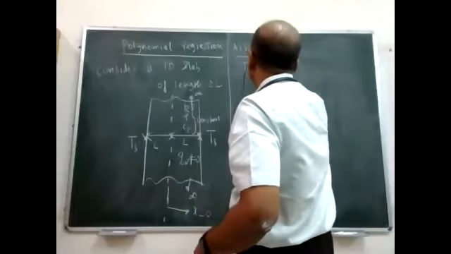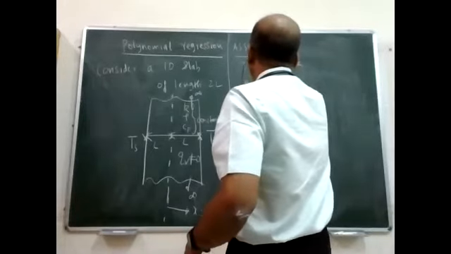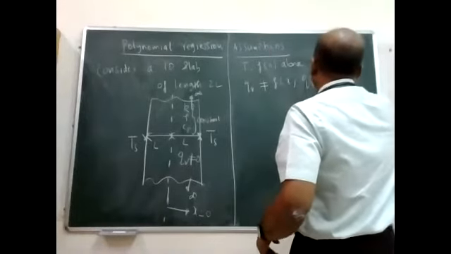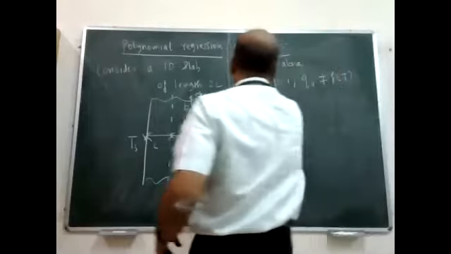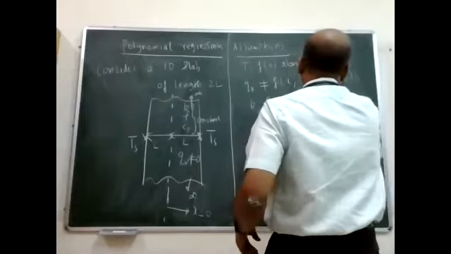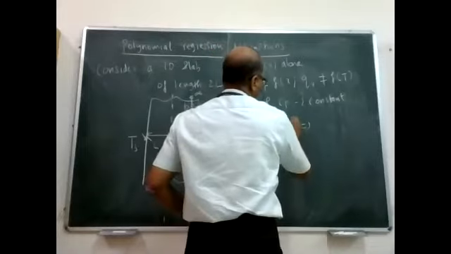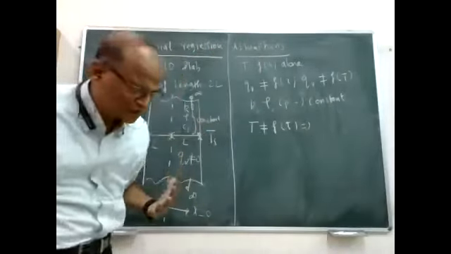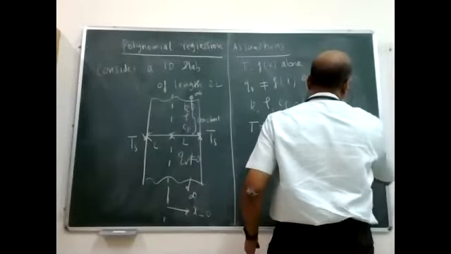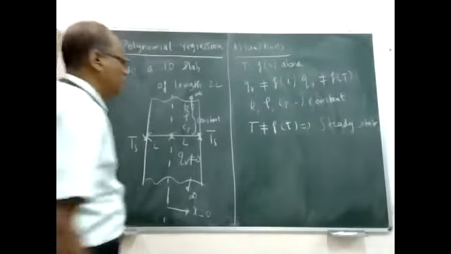Now assumptions. T is a function of x alone. Qv is not a function of x. Qv is not a function of t. K, rho, Cp are constant. P is not a function of time. Once you say something is not a function of time, it is steady state. Okay. So now the governing equation.